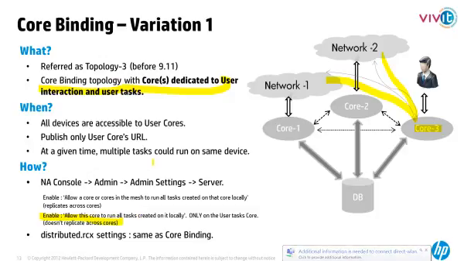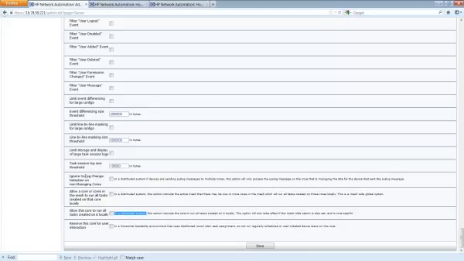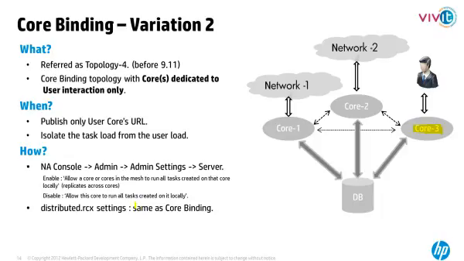So that is the core binding variation 1, which is a dedicated core for the user interaction and user tasks. Now the second variation in the core binding is very similar to variation 1, except that you can't run tasks on this core 3. It's only for the user interaction. And how do you do that? Again, it's simple. You just enable this one and leave it this way. Disable it. And the other settings are the same as core binding.